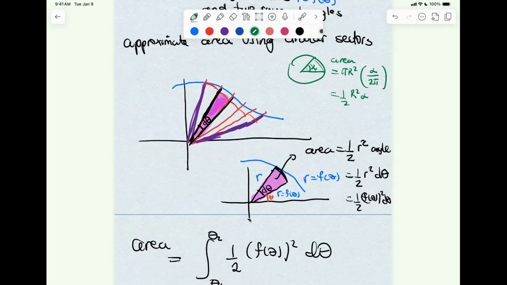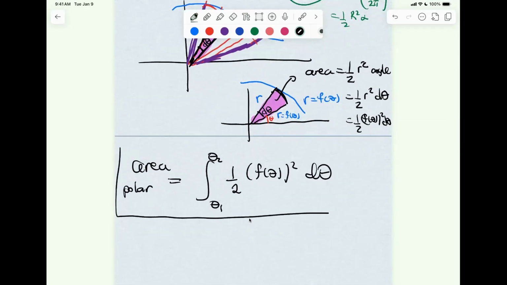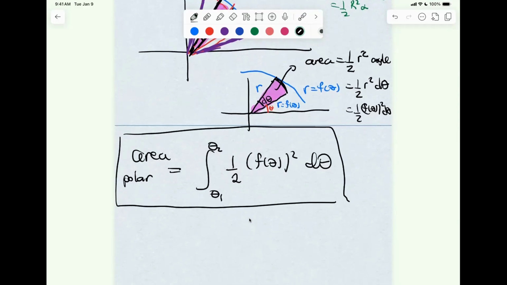So again, the difference is that, just to compare, this is the area in polar, versus the area in Cartesian, where it's an integral from x1 to x2 of f of x dx.